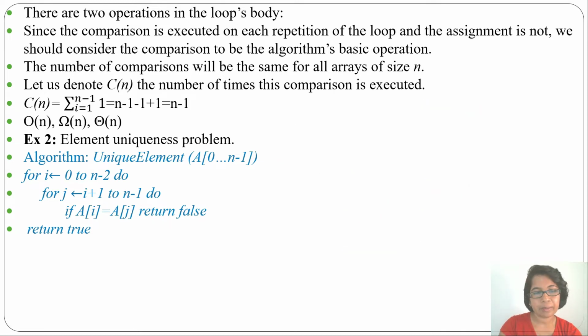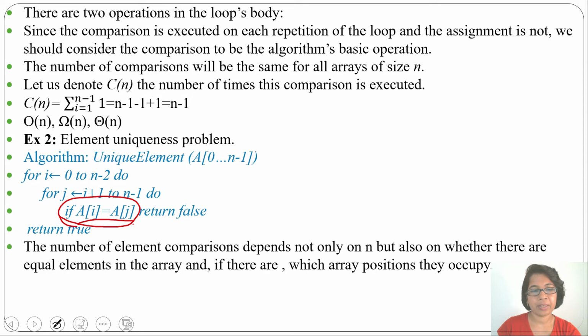And here, what is the basic operation? The basic operation is this comparison. If A[i] equals A[j], that is the basic operation, we are comparing for every iteration. And how many times are we doing this comparison? It not only depends on n, it also depends on whether an equal element is present or not, and if present, at which position it is present. It means it depends on the worst case, best case or average case scenario.